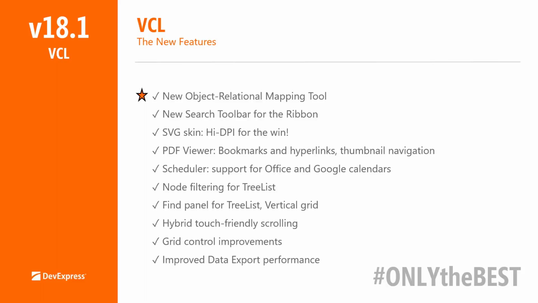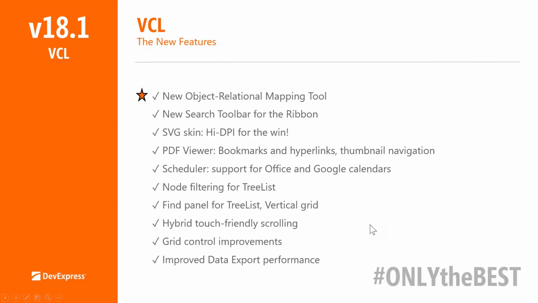Next, the tree list gains node filtering and the grid's find panel, and the latter has also been ported to the vertical grid. I'll show you what that means in a minute. We've also improved the touch-friendly scroll bar we added in version 17.2 by merging it, and I'm using air quotes here for the merging, with the classic scroll bar to give a look and feel that's more in line with what you find in UWP applications on Windows 10. Several improvements have been made to the grid control, including a much improved performance for the data export, and that improved code is also found in the tree list.